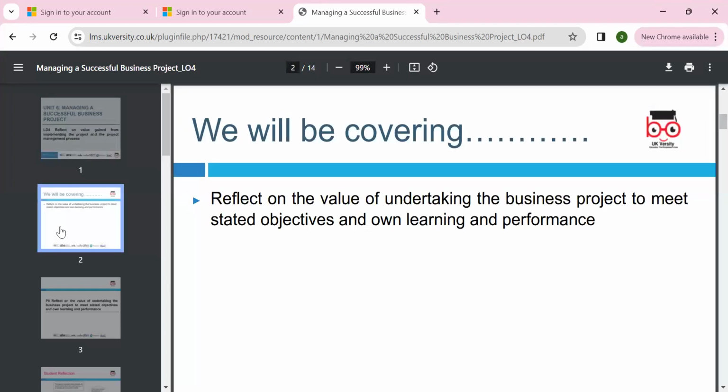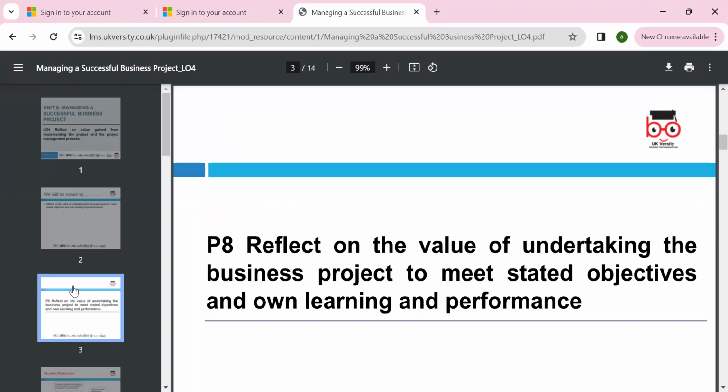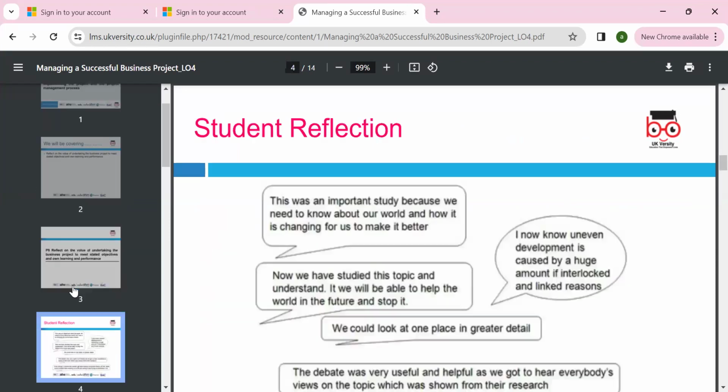Reflect on the gain from implementing the project and the project management. That's the key focus. Reflect means what went well, what did not go well, and why it did not go well. If we do a project again in future, how can we do better? We have P8: reflect on the value of undertaking the business project to meet the stated objectives. Objective means end result. Any project, when you start, has some objective. If you want to paint the house, you want to start and finish within a certain cost. That's your project. We can also look at our own learning and performance.